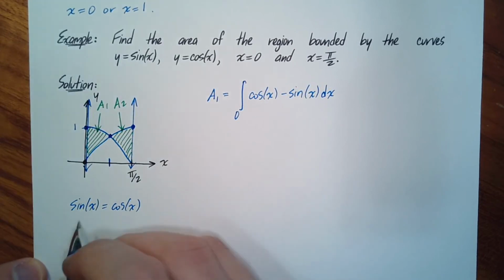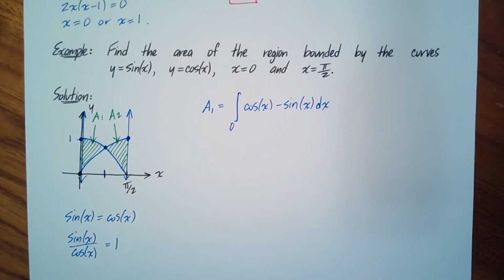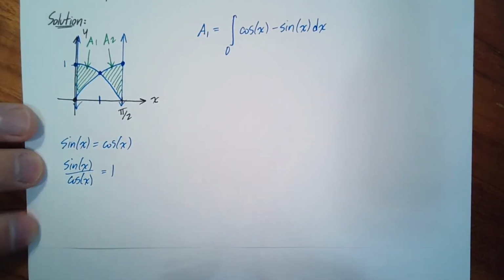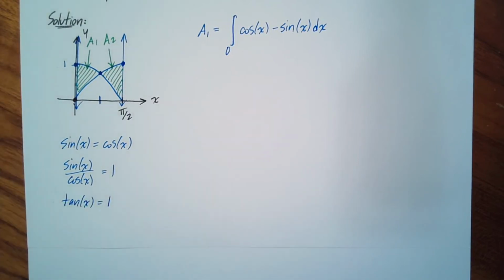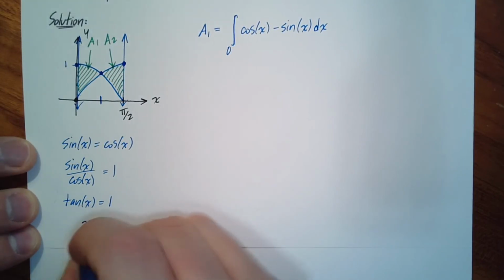Just divide both sides by cosine, and you'll get sine of x over cosine of x is equal to 1. And what does that tell you? That tells you that tan of x is equal to 1. So where does tan of x equal 1 on the interval 0 to pi over 2? You can check the trig table, or you can use your special triangles, whatever method you like. But the solution you're going to get in this case is x equals pi over 4.